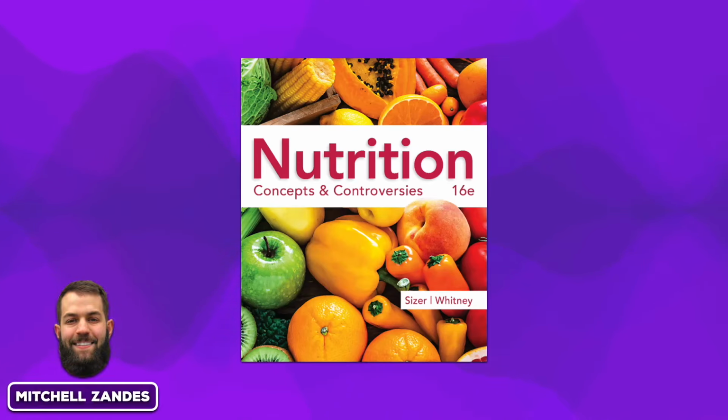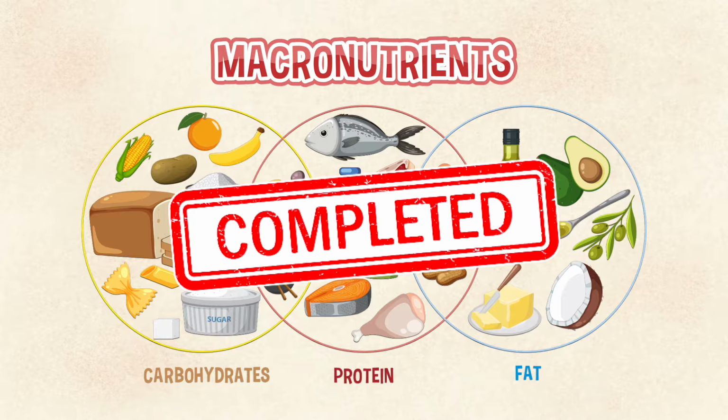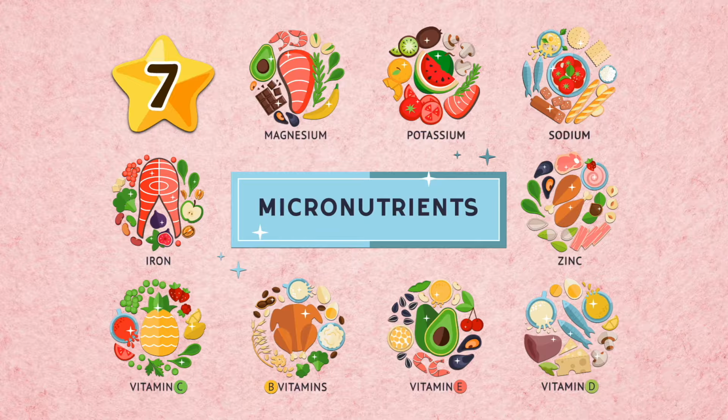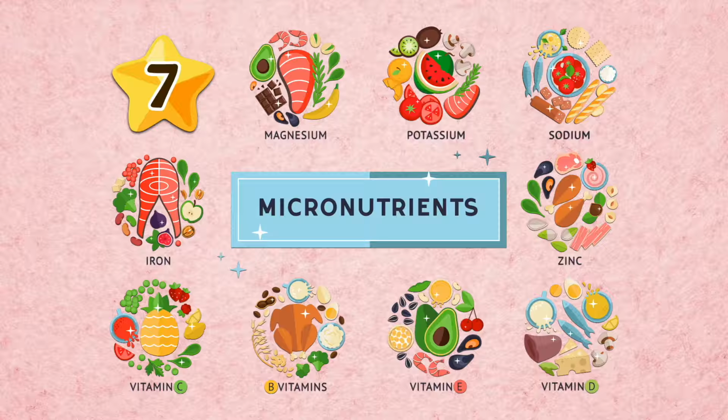This course follows Sizer and Whitney's Nutrition, Concepts and Controversies 16th edition, but I've made adjustments by skipping and rearranging some of the material and adding my own images and information. The conclusion of Chapter 6 means that the course section on macronutrients has been officially completed. Now we turn the page to micronutrients, where we'll start with Chapter 7, the vitamins.